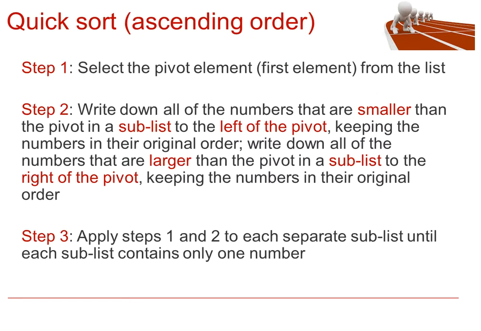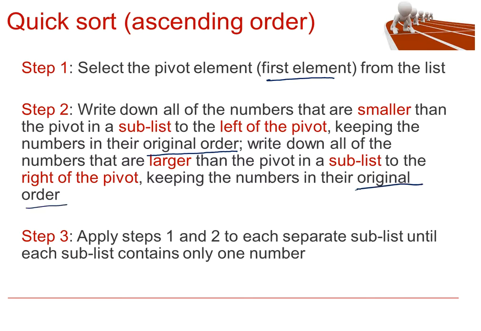So, to sort in ascending order, these are the steps for the quicksort algorithm. Step 1. Select the pivot element, which we've already said will be this first element from the list. We then write down all of the numbers that are smaller than the pivot in a sublist to the left of the pivot, keeping the numbers in their original order. Then we write down all of the numbers that are larger than the pivot in a sublist to the right of the pivot, again keeping their numbers in the original order.